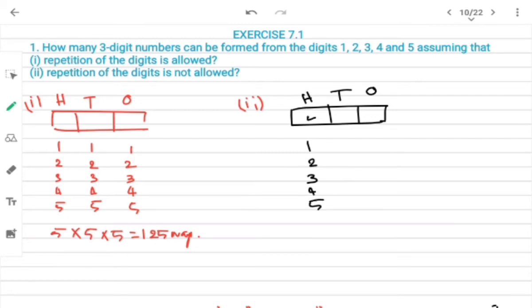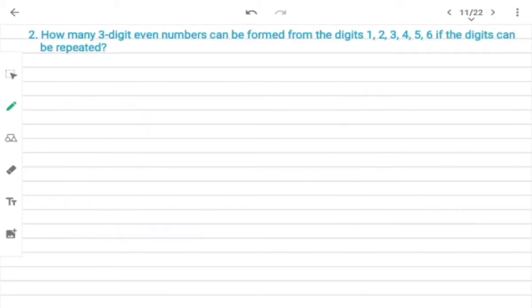If I place 5 over here, I have only 4 numbers: 1, 2, 3, 4. If I place 2 over here, I am having only 3 numbers: 1, 3 and then 4. So the number of ways are here 5 into 4 into 3, which is 60. So 60 ways. So this is a nice example for repetition of digit is allowed and repetition of digit is not allowed.